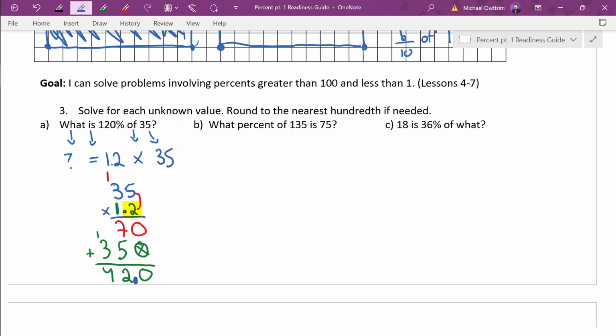We just take a check. Well, 35 is 100% of 35, so 120% should be more than 35, and that's what we ended up with here.